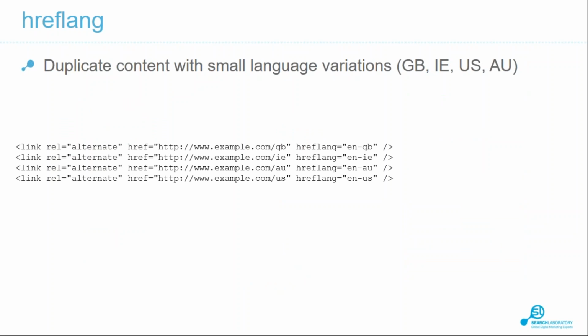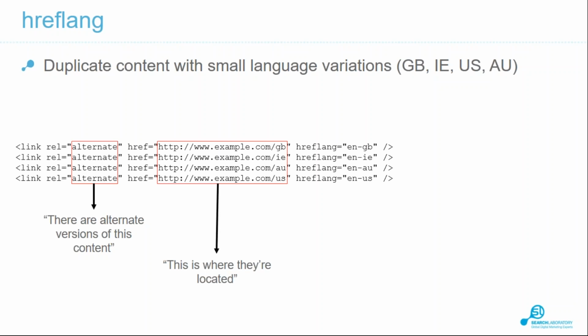So we would use the hreflang code. Now this is an example of 4 lines of hreflang code that would appear within the HTML of an actual page. Now I'll break this down into its individual elements so we can see exactly what's going on with this piece of code. So whenever Google crawls a page and sees this hreflang code, the first piece it's recognizing is we've got alternate versions of this piece of content for different languages. So rel equals alternate, we're saying there are alternate versions of this content.